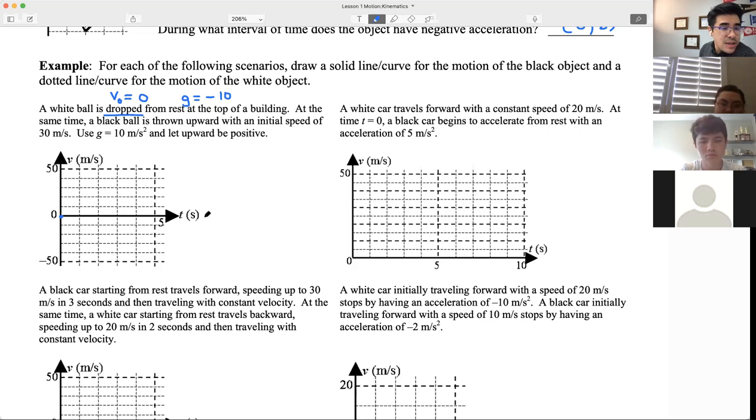So then what does that tell us? Right, after 1 second, it's going to go down 10. 2 seconds, it's going to go down 10. 10, 10, 10. What about the black ball? The black ball, I'll use pink, because black, pink.